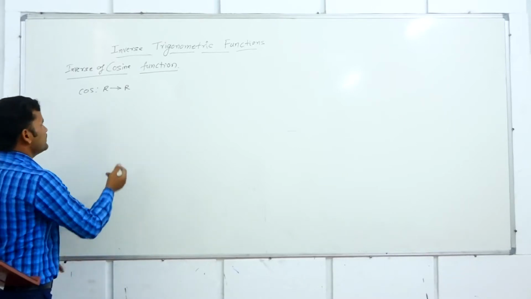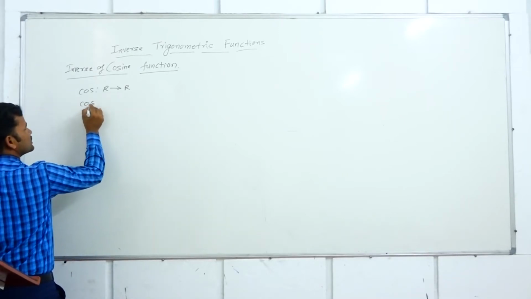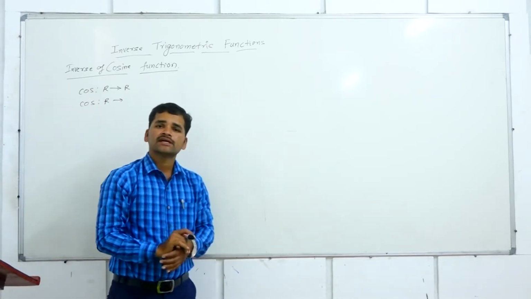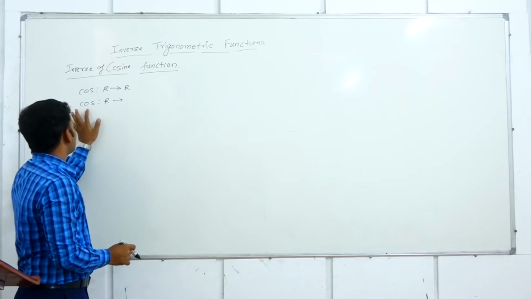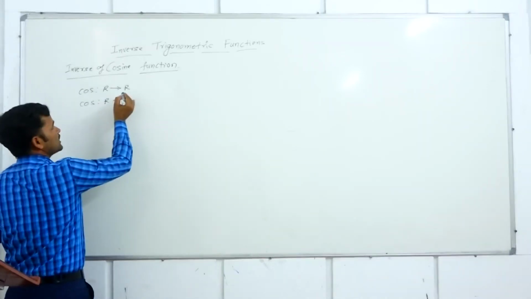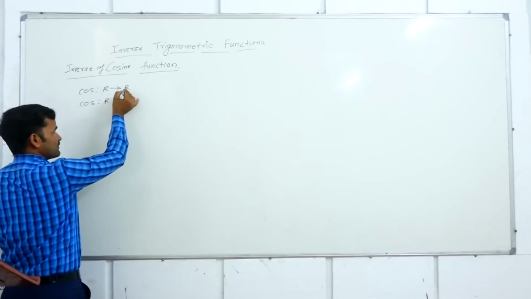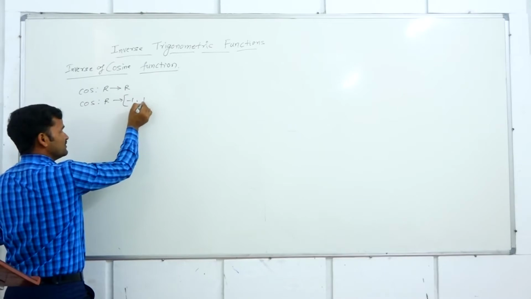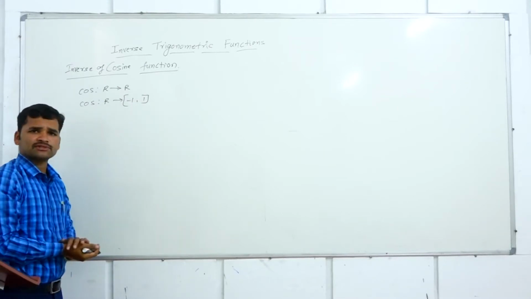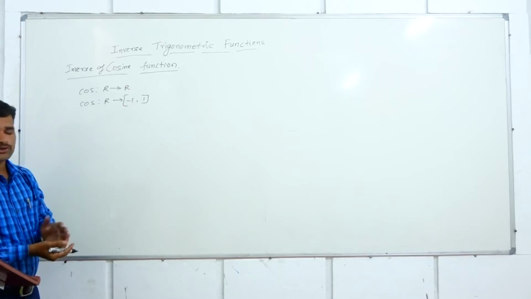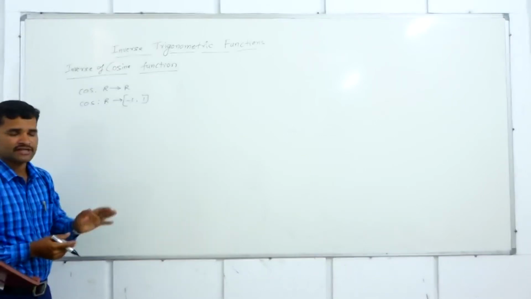What to do? We restrict its codomain first to make the given function onto. How will you restrict? The range of the trigonometric function cos is minus 1 to plus 1, but here the codomain is given as all the real numbers. So what you do? We restrict it from minus 1 to plus 1. Hence the given function will be onto. Okay, onto we solved. That is fine.